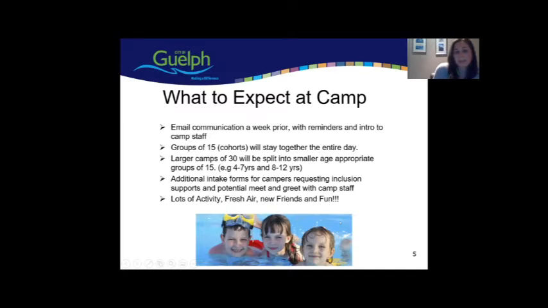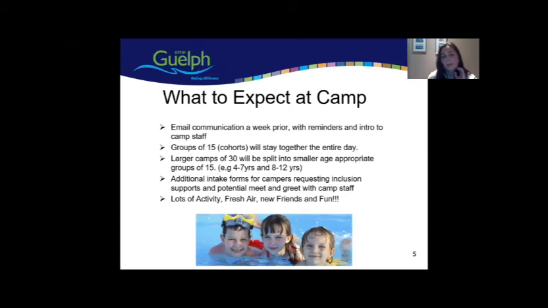So what all families can expect from City of Guelph camps. All families will receive communication a week prior with reminders and intro to camp staff. You'll get information specifically about the camp that you've registered for. I talked a little bit about the groups. So the groups are right now in a ratio of 15, and those cohorts will stay together the entire day. As everyone knows, all of these COVID guidelines are changing. I think we've had an announcement yesterday, so some of those details could be changing based on that.